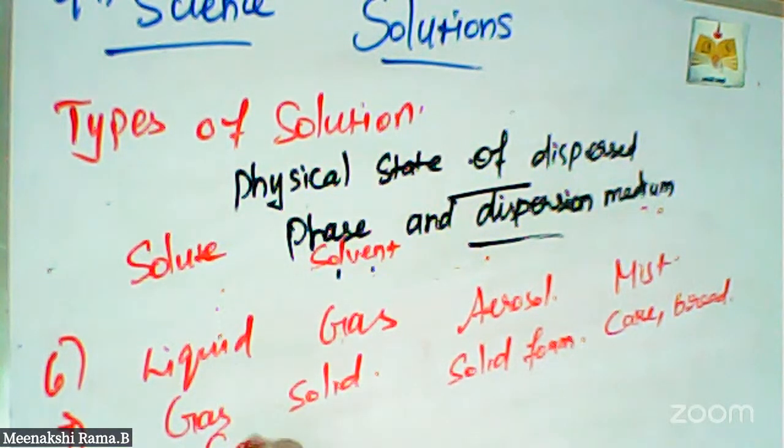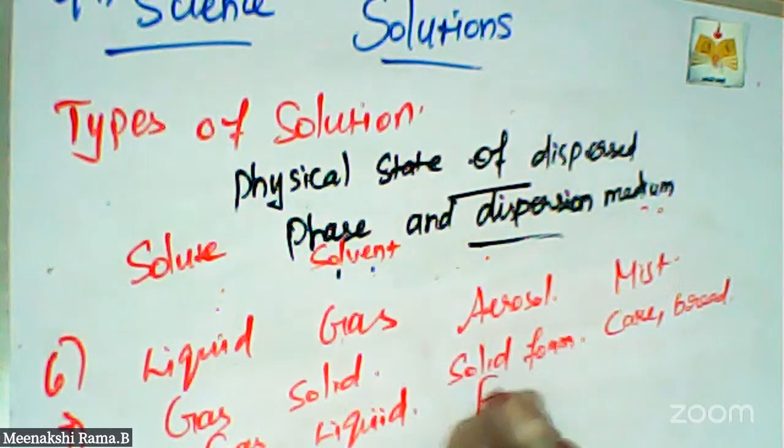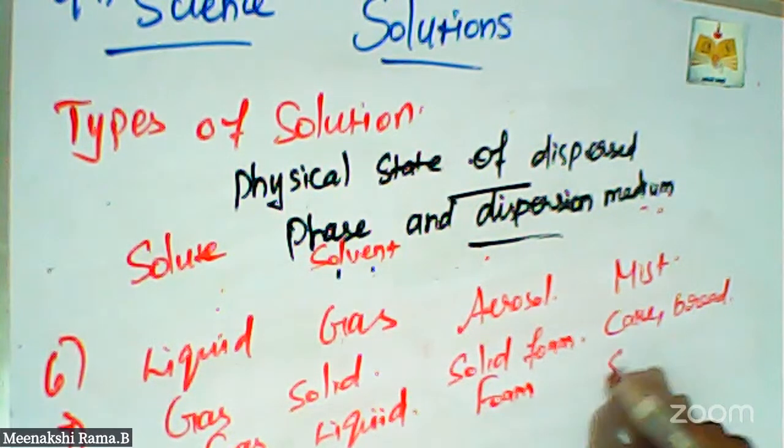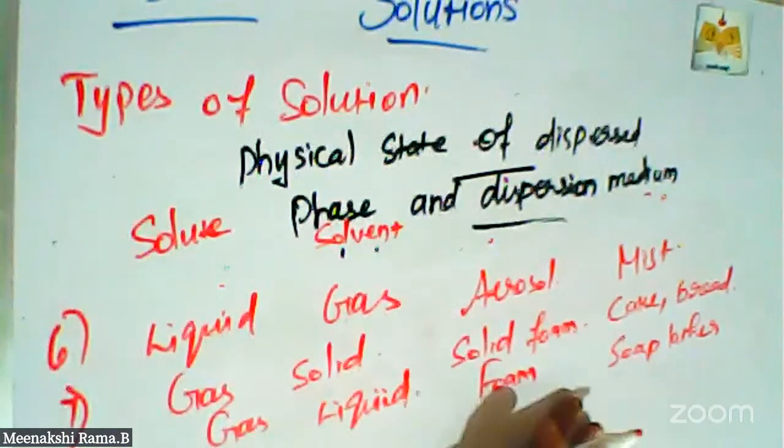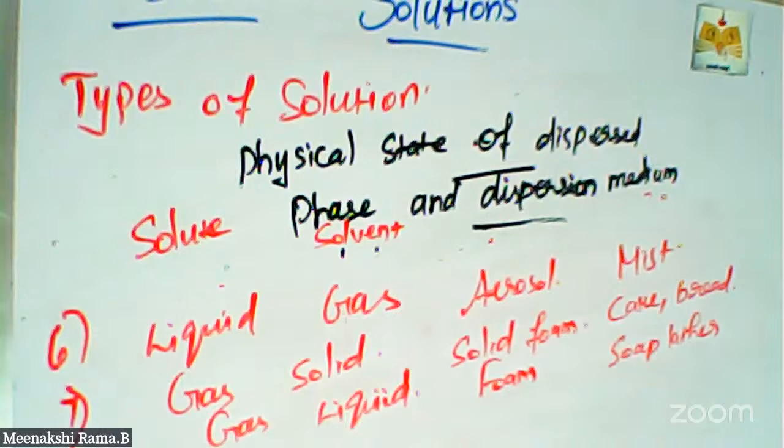And the last one, gas and liquid. Gas and liquid means foam. Foam is the form of gas and liquid mixture. Soap lather is an example of gas and liquid mixture. So these are all the 8 categories of the colloidal solution based on the physical states of dispersed phase and dispersion medium. Okay, now we are going to see the simulation.